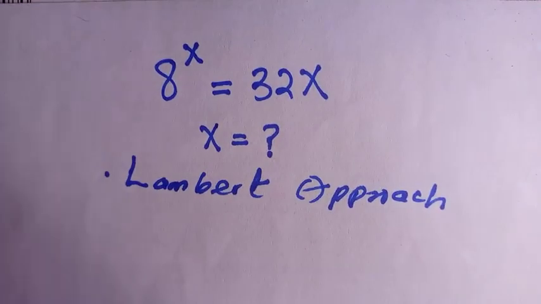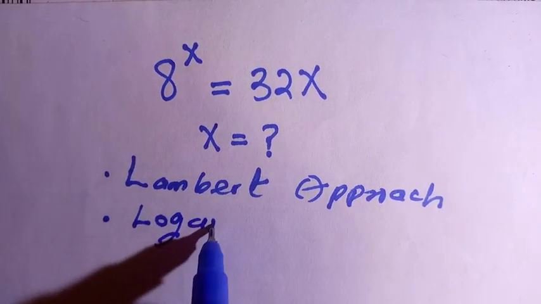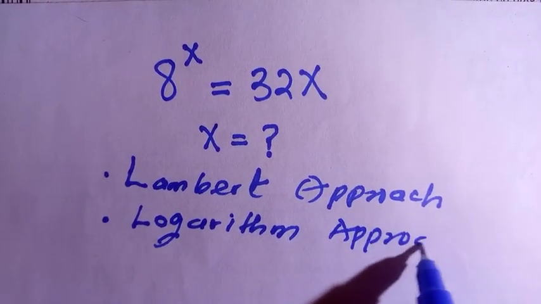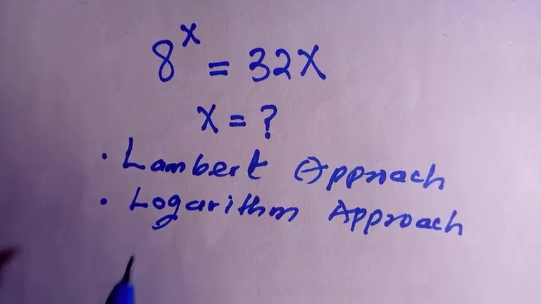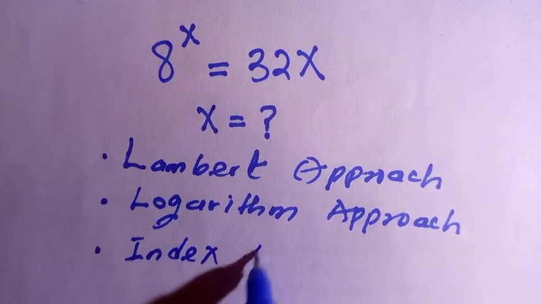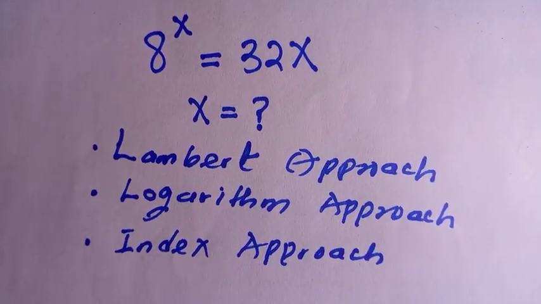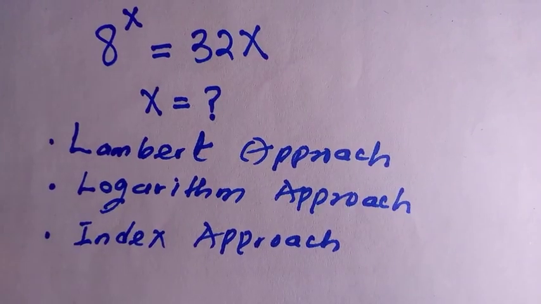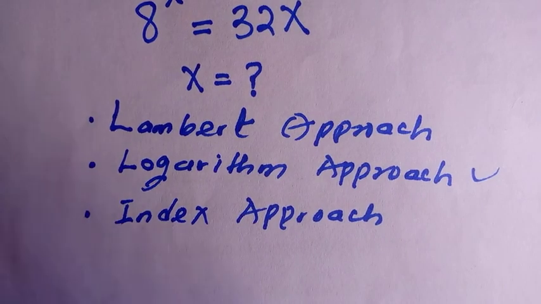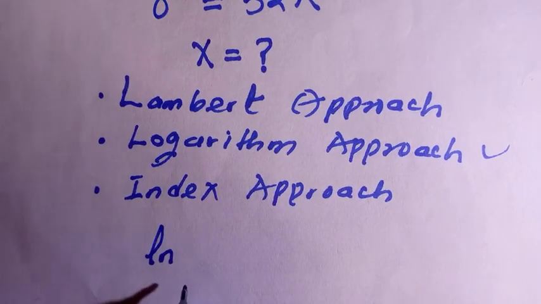And the second approach is we can actually use the logarithm method, let's say logarithm approach, by introducing logarithm to both sides. The last one is a manipulation method, so I will call it the index approach. There is a way to do this using just normal index without any logarithm. But here I'm going to use only the logarithm. So let's get into it.